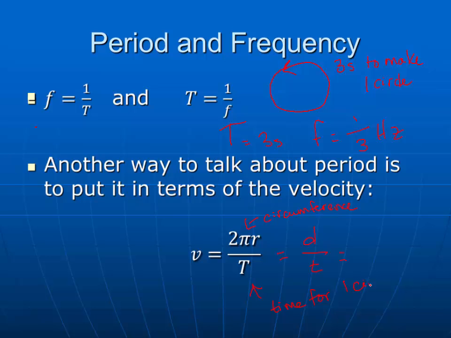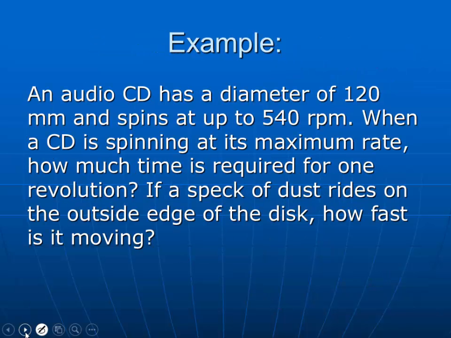Time for one circumference. So when you divide those two things, the distance, which is the circumference that you are traveling, divided by the period, which is the time it takes you to do that circumference, it's the same thing as just saying regular distance over time. And that will give you the object's velocity as it travels in a circle.